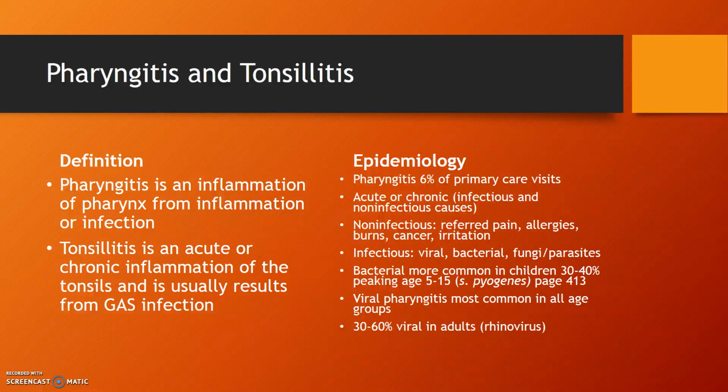Bacterial pharyngitis is most common in children, about 30 to 40%, peaking between age 5 and 15. Number one causative agent is S. pyogenes. But look at those other infective agents on page 413. They're also significant. Viral pharyngitis is the most common in all age groups, but about 30 to 60% of tonsillitis pharyngitis in adults is a virus, and the virus responsible is rhinovirus.